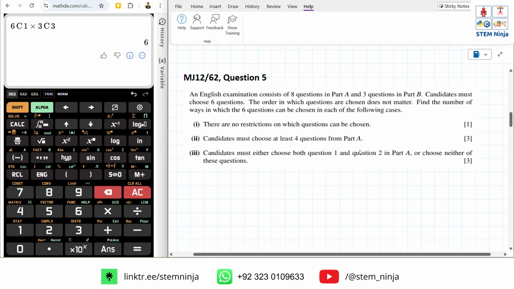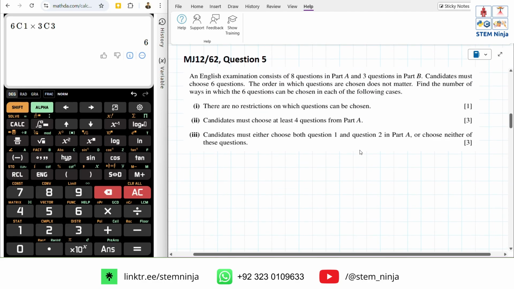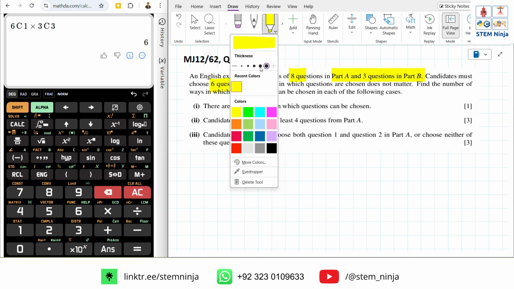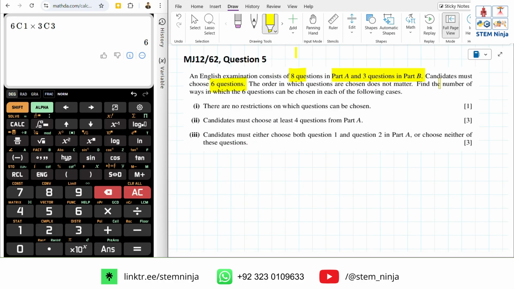All right, let's see the next question. An English examination consists of 8 questions in part A and 3 questions in part B. Candidates must choose 6 questions. And the order in which these questions are chosen does not matter. Find the number of ways in which the 6 questions can be chosen in each of the following cases.